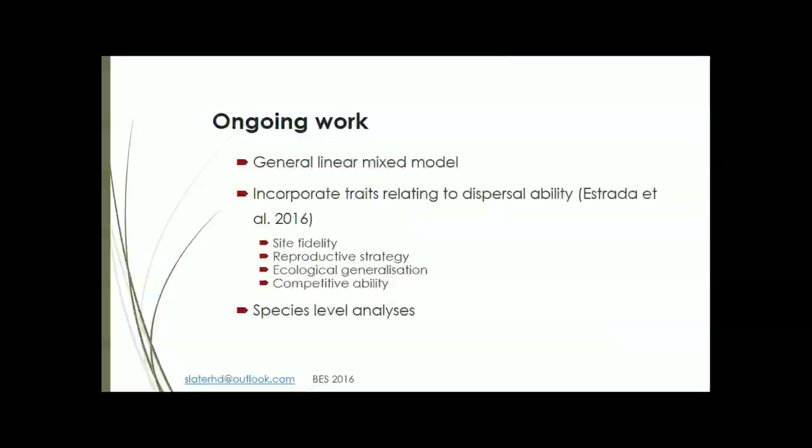We also want to look at incorporating traits relating to dispersal ability. There's been a recent paper by Estrada et al., a TREE article, about the importance of species traits in predicting range shifts. And they've suggested using traits which are important in relation to a species' ability to disperse into and establish in new environments. So looking at things like site fidelity, their reproductive strategy, their level of generalization, and their competitive ability.